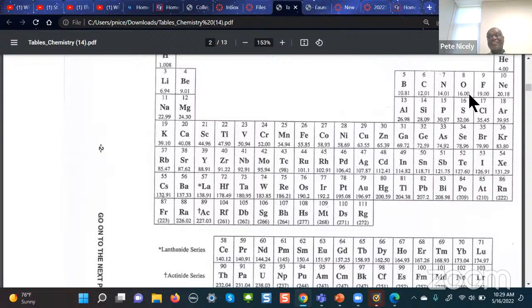For oxygen, it's 16.00. For fluorine, it's 19.00. For iodine, it's 126.91, and so on. So all these numbers that you see here for the atomic mass represent the weighted average atomic mass of these elements, taking into account the respective masses and percent abundances of the isotopes.